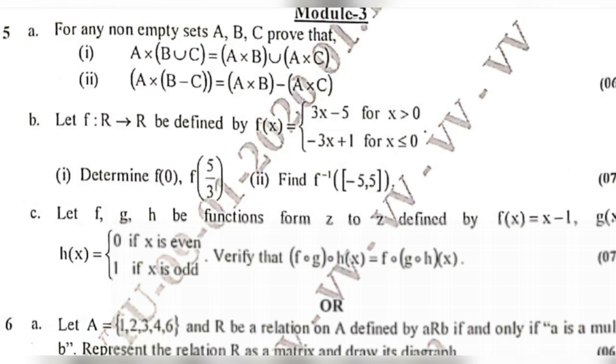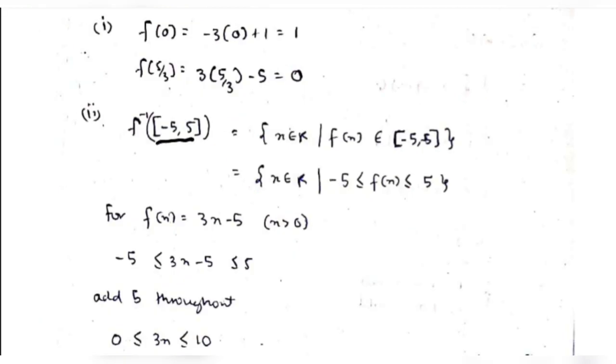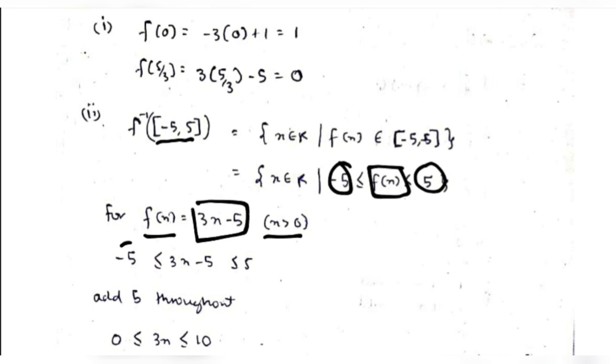The second part of the question is to find f inverse of the interval minus 5 to 5. Okay, now what does the interval minus 5 to 5 mean? From minus 5 to 5, in between f of x should lie. Okay, so f of x, we have two cases. First one is if x is greater than 0, f of x will be 3x minus 5. Okay, so minus 5 less than or equal to 3x minus 5 less than or equal to 5.